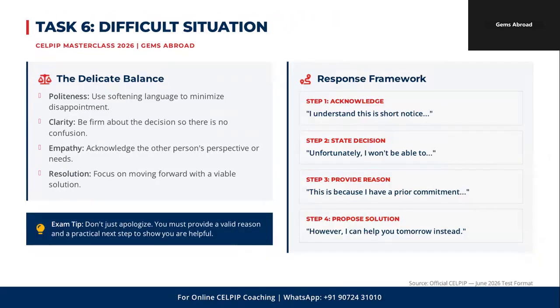And task 6 is dealing with a difficult situation. This is where tone becomes extremely important because I've given 4 steps here. Acknowledge. Show that you understand the situation. For example, I understand this is short notice. Step 2. State your decision. Be clear. Unfortunately, I won't be able to. Step 3. Provide a reason. This is because I have a prior commitment. Step 4. Propose a solution. However, I can help you tomorrow instead.